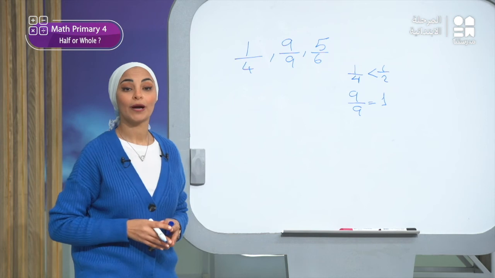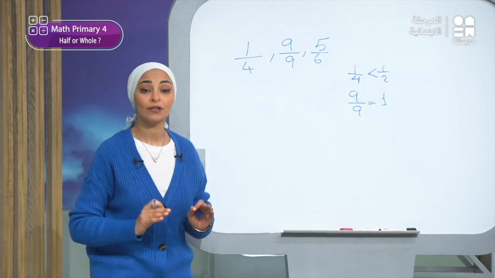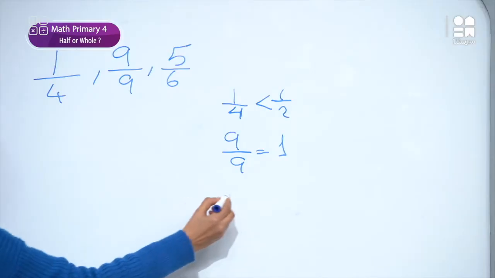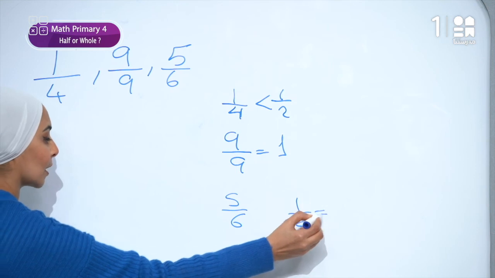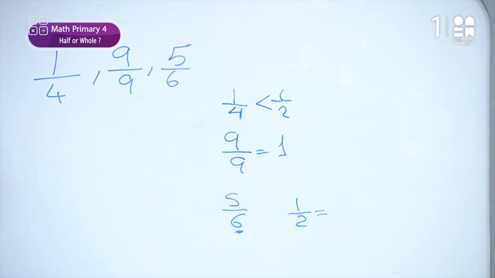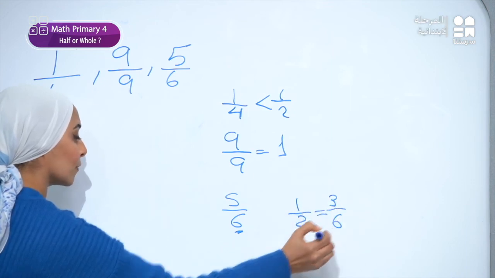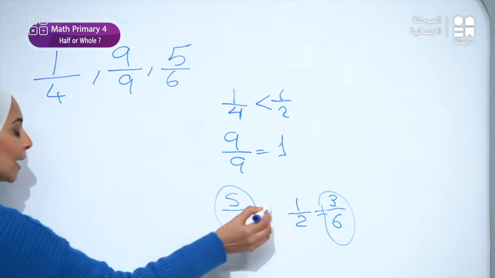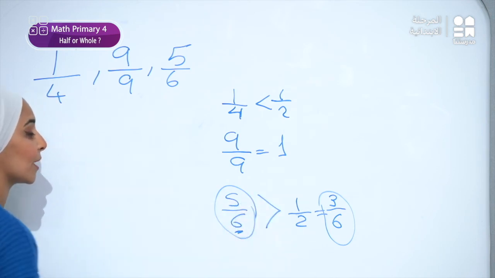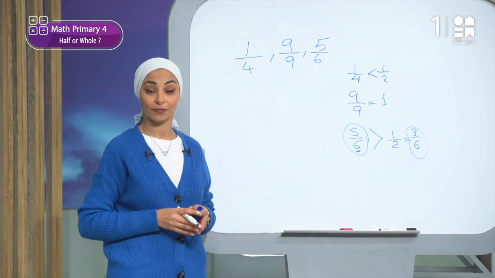And now if you compare the third fraction, 5 over 6, to half, which is equivalent to 3 over 6. So I have here 5 over 6 and I want to compare it with half. Well, for the half, I want to find an equivalent fraction whose denominator is 6. So I will write 3 over 6. When you compare 5 over 6 and 3 over 6, we find that of course 5 over 6 is greater than 3 over 6, meaning 5 over 6 is greater than half, right?